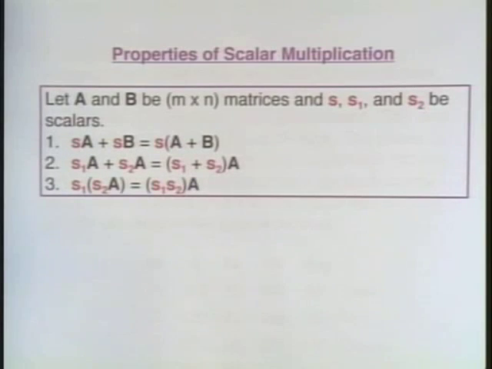And property 3, S sub 1 times S sub 2 times A is equal to the product S sub 1 times S sub 2 times matrix A. You will learn how to use matrix addition and property 1 in the next lesson. The following examples demonstrate the use of properties 2 and 3.